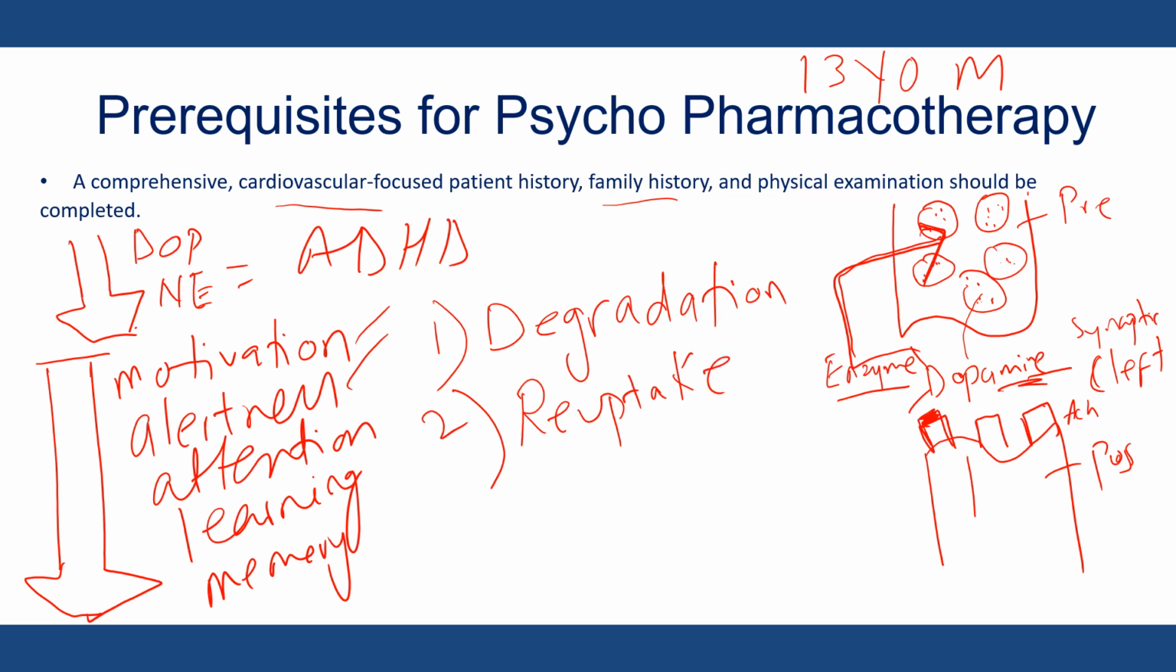So reuptake of neurotransmitter so that we can use that later is a good thing. However, the problem today is that you have a child who has a low level of dopamine to begin with, and somehow we want to increase the concentration here. One way of doing that is to prevent the reuptake of these neurotransmitters. So we call that reuptake inhibitors.